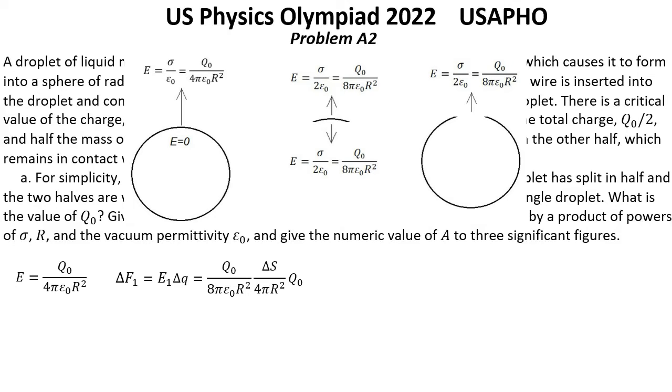And now we can calculate the force delta F1 acting on a small charge delta Q on a small area delta S. That will be this expression. To find the pressure created by this electrostatic field, we divide this force by delta S, which gives us pressure P1 equal to Q0 squared over 32 pi squared R to the power 4. And this pressure points outward.